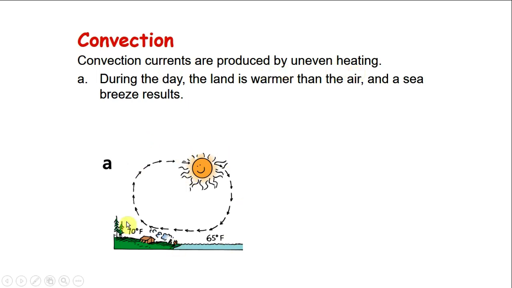So look at this picture here on the left. During the day, the land is warmer than the water. So the land is warmer than the air and the water, and therefore the air coming from the water will move onto the land, which we call the breeze. So the sea breeze will happen.